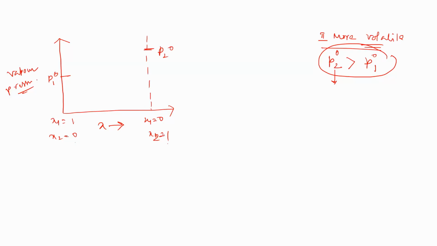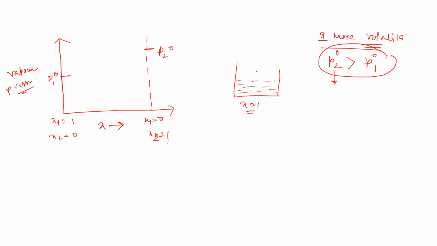But when x2 is equal to 1, that means only component 2 is present, component 1 is not there. That means this solution will show the pure vapor pressure of component 2. Now, this is a volatile solvent. Only component 1 is there, that means x1 equals 1.